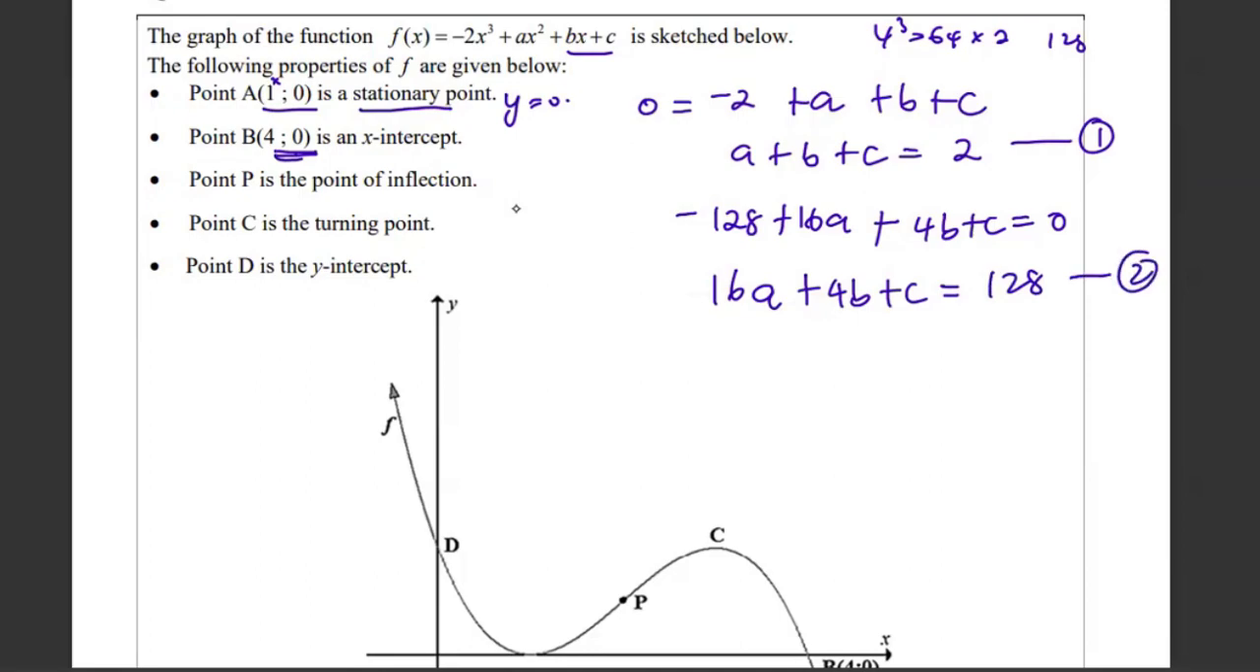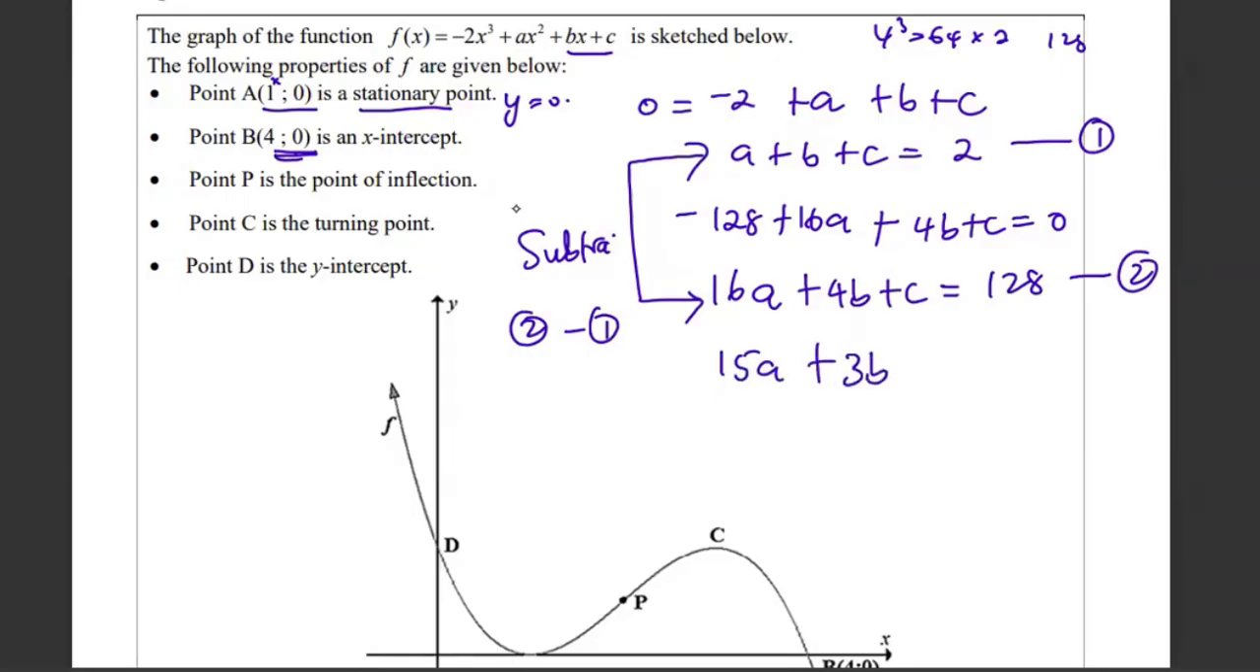Then I need to subtract these two equations. So I'll say equation 2 minus equation 1. So 16a minus a, I'll get 15a. 4b minus b, I'll get 3b. c minus c is 0. 128 minus 2, I get 126. I'll call this equation number 3.